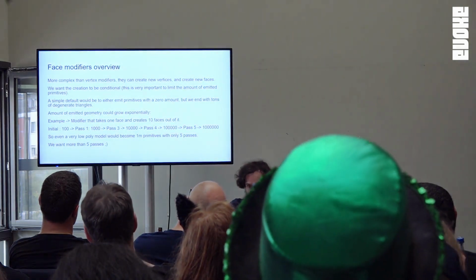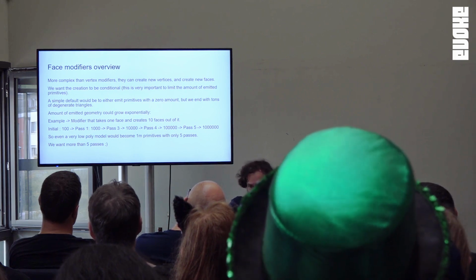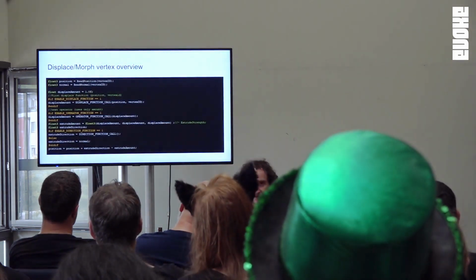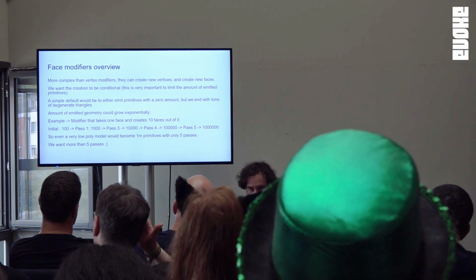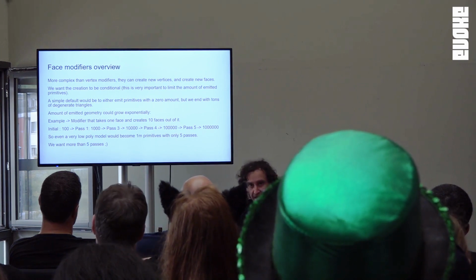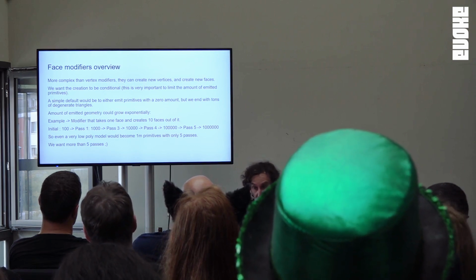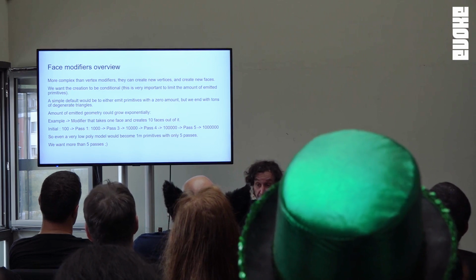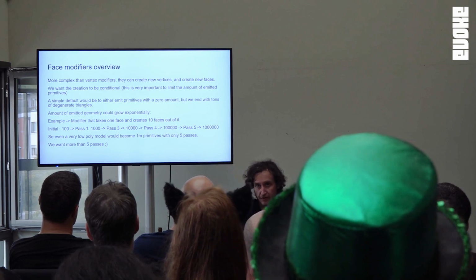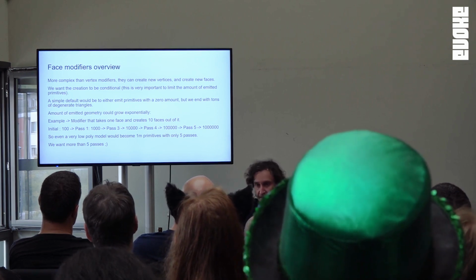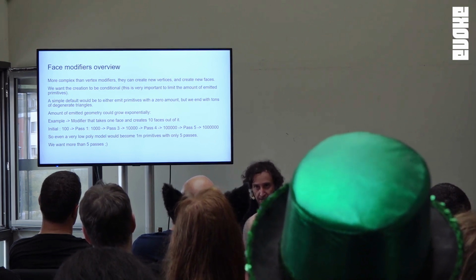So face modifiers are much more complicated because vertex modifiers just read-write: they take a vertex and change the position. But now this is when it becomes more interesting. Face modifiers can A, emit new points, or B, emit new primitives. So there's a couple of things. We want the creation of the face to be conditional, because sometimes you want to say whether or not to emit a new face in that case. It's really important, otherwise you're going to have a huge model for nothing.